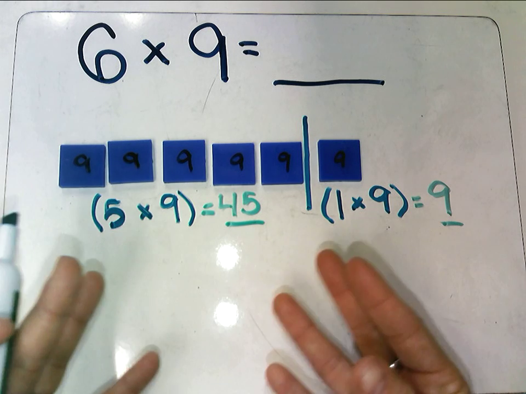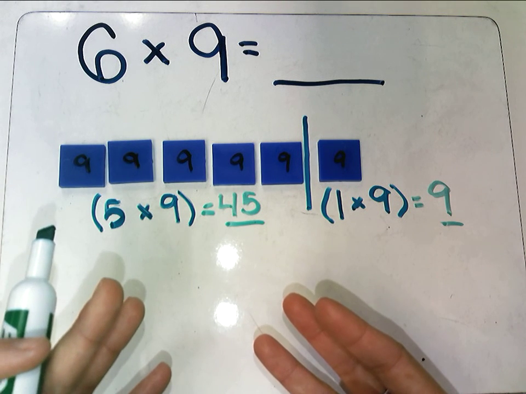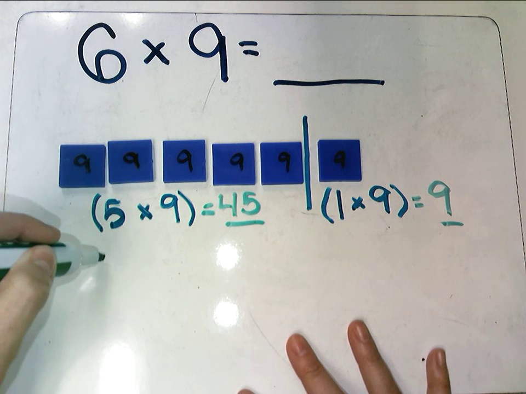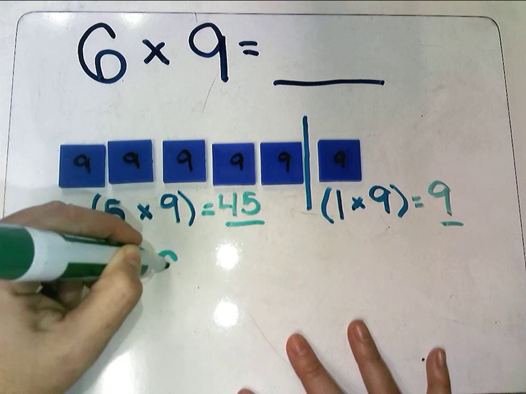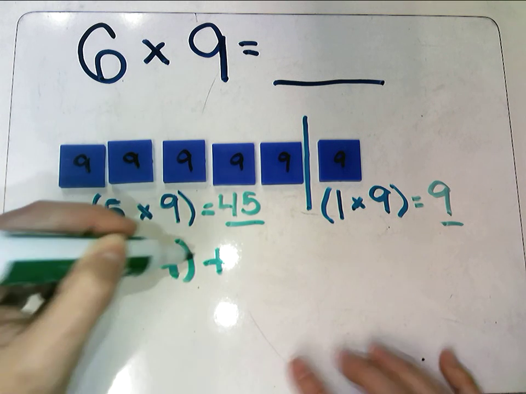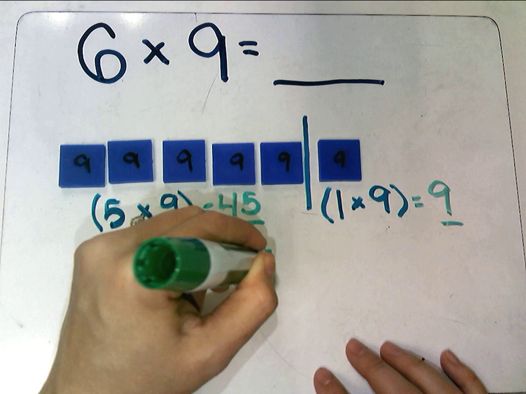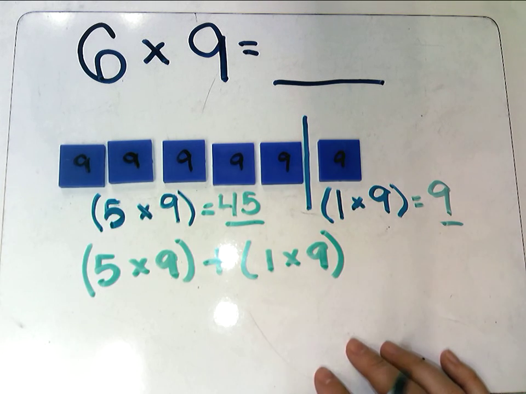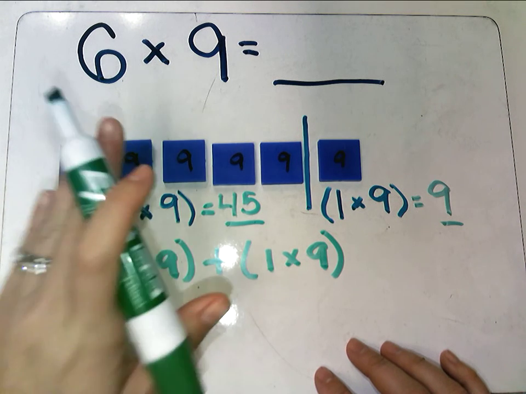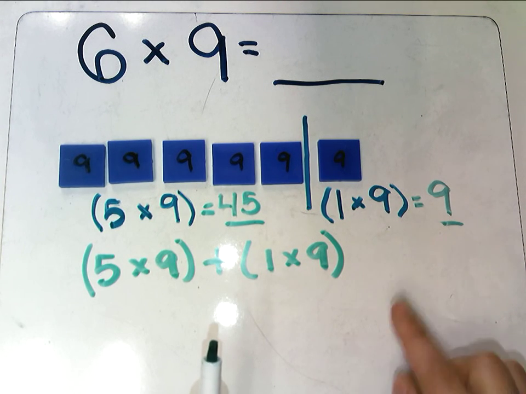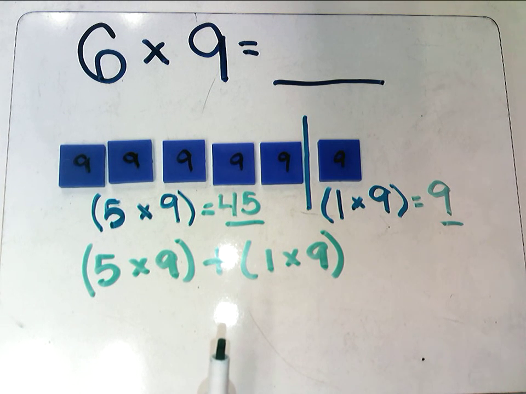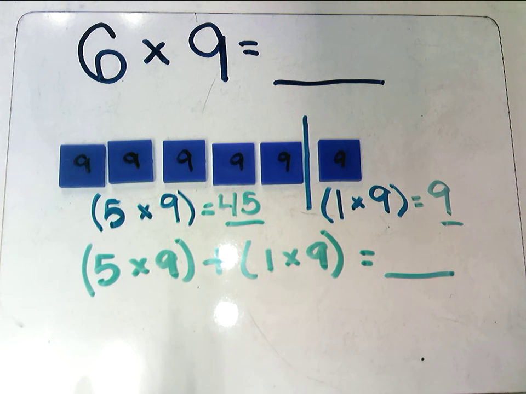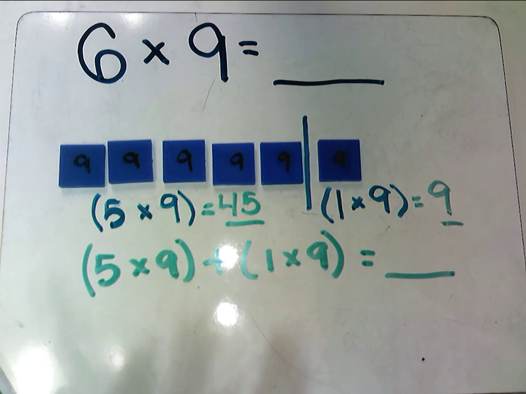I'm going to show you how to write this so it looks like the distributive property. You can write it 2 different ways. The first way you can write this is 5 times 9 plus our other equation, 1 times 9, because we need to add all of our squares together. So we are adding our first part of our picture, 5 times 9, to the second part of our picture, 1 times 9, equals. This is one way you can write the distributive property equation.